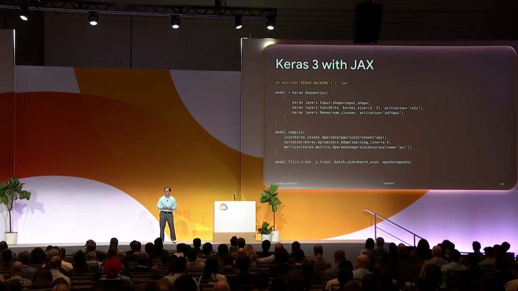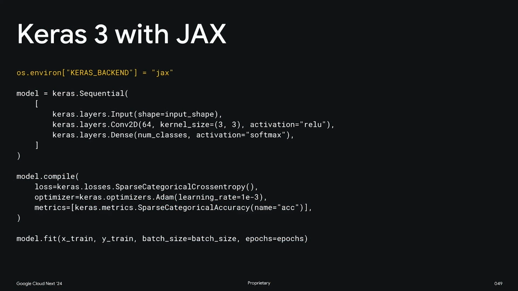This is what it looks like to use Keras 3 with JAX. So Keras 3 gives you the ability to deploy into JAX or into PyTorch or into TensorFlow. So you can see really the only change here is at the very top where you're setting up your OS environment variable to tell it which backend to use.